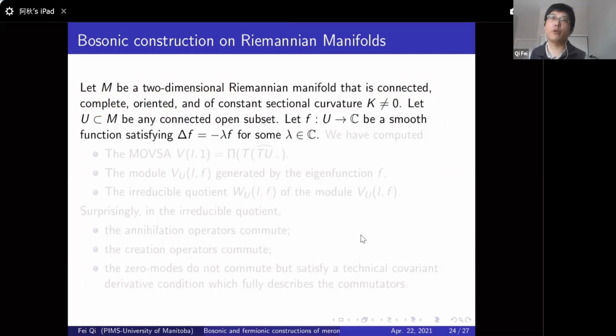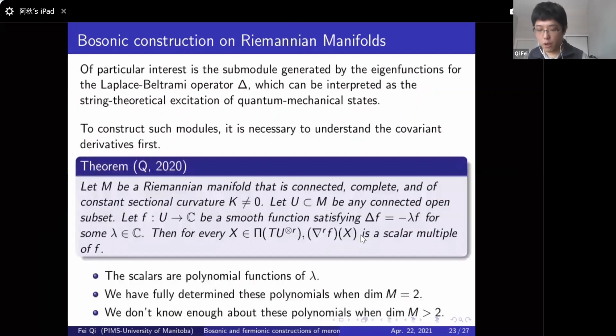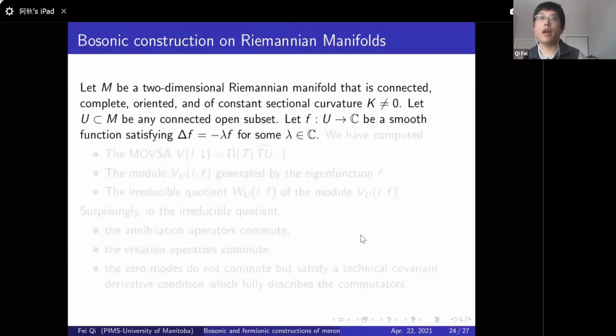I think it's not a very big trouble to generalize this to non-orientable manifolds. I was planning to incorporate the results into a paper on higher dimensional manifolds of constant sectional curvature, but there is actually a big gap in the arguments there. It turns out that we have to know enough about these polynomials to handle the higher dimensional case.